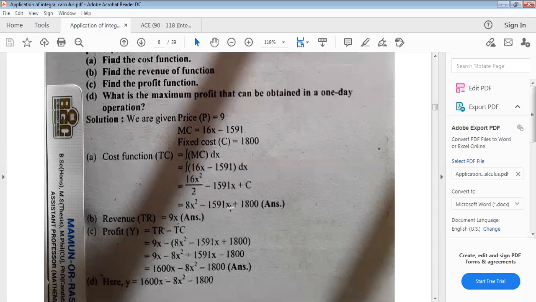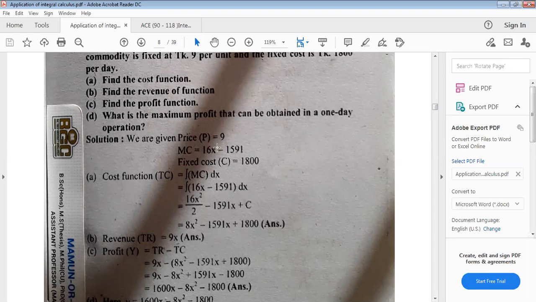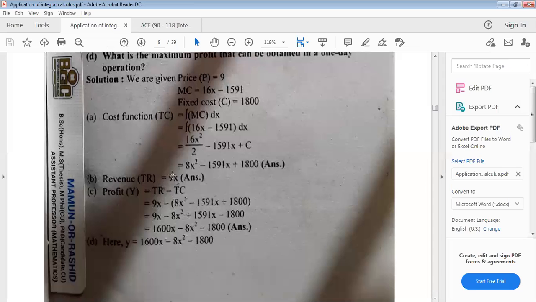Now secondly, find the revenue function. You must know revenue equals px. Total revenue is px, where p means price and x is the number of units. So revenue will be px.